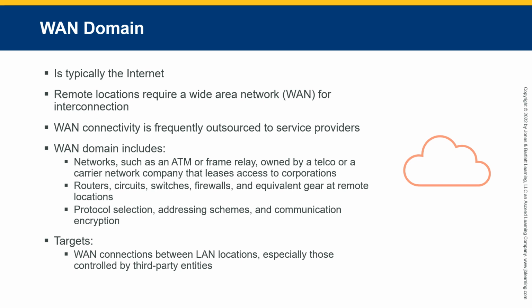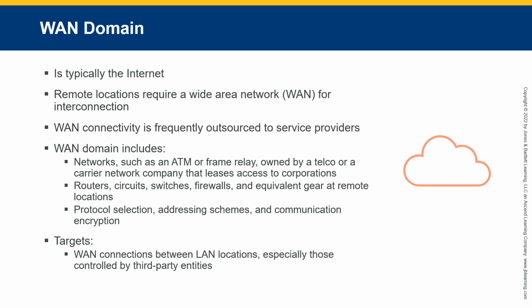Equipment includes routers, circuits, switches, firewalls, and their equivalent gear on the other side. Protocols such as TCP/IP are common, and then HTTPS with TLS, addressing schemes, your IP addressing, whether it's private or public IP addressing, and the types of communication encryption, whether it be IPsec or TLS, or something along those lines for that type of encryption.